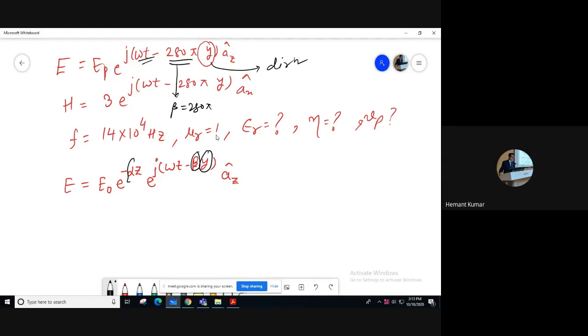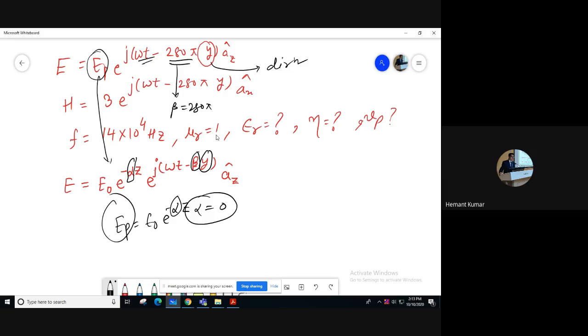What is alpha? If you compare, Ep is nothing but E naught e^(−αz). It means alpha is equal to 0, because there is no exponential term here.